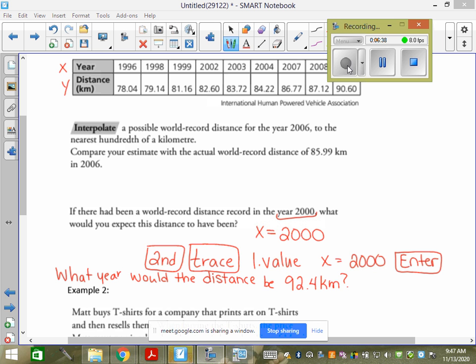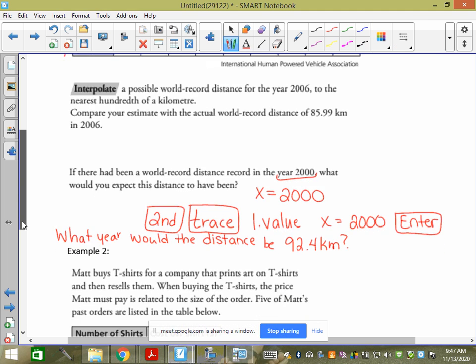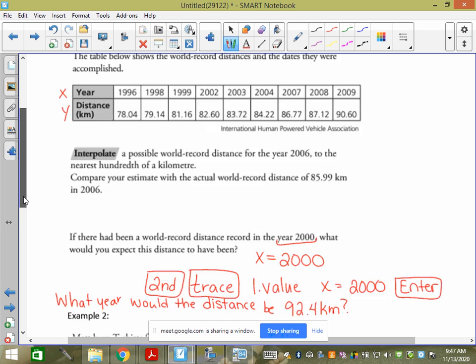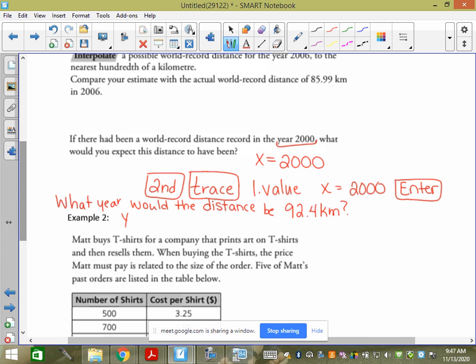So this time what did I give you? X or Y? I gave you Y because kilometers is in Y. So I gave you Y equals, correct? If I'm given X equals, I go second trace value, put my X equals in, hit enter, that's it. Where do I have a Y equals? That's the only place I have.